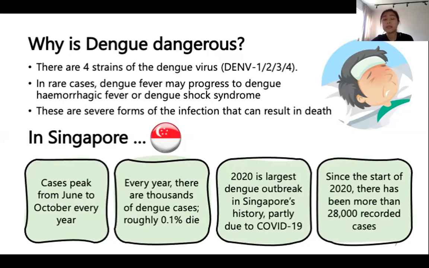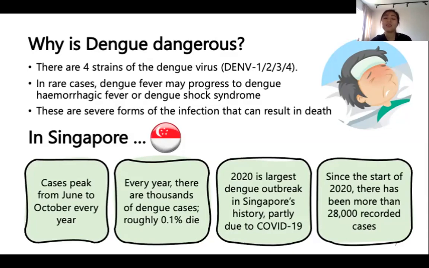Actually, this year, it has already killed 20 people. So now we look at Singapore. In Singapore, unfortunately, we live in a climate that is perfect for mosquitoes to spread dengue. But dengue typically peaks from June to October every year, partly due to the dry and wet weather changes during this monsoon period. So every year, there are thousands of cases of dengue here, and roughly 0.1% die.